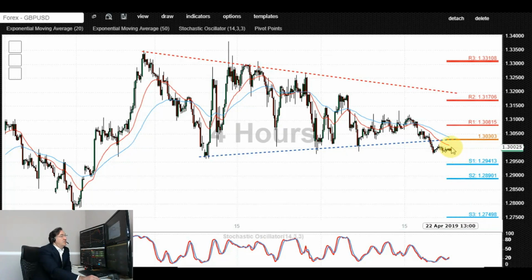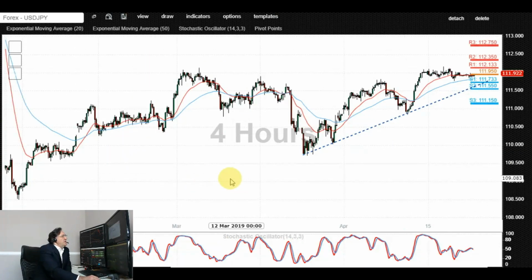Alternatively, a rally from the current levels and breakout above that spot 30.30 could potentially trigger some short squeeze reaction and open up the way for a spike higher towards resistances at one spot 30.80, one spot 31.70, one spot 32. Dollar Japanese yen is nicely uptrending in 4-hourly time frame.